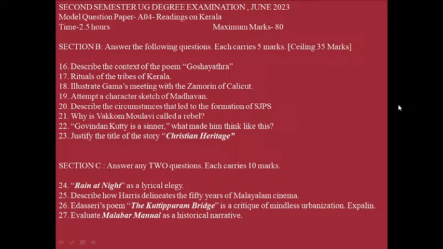Even 10, 12 or 13 lines would be enough. In a line you have 4 or 5 words, right? So you can have maybe 10, 12 lines. 12 lines you have 60, 65, right? 12, 13 lines, that could be the length of a paragraph question.